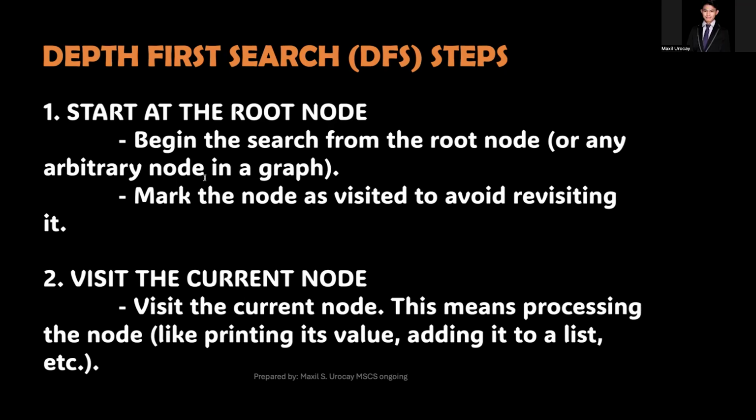Then once you meet the dead end, you have to check further in other ways. You have to go back, move back in your previous path, and then check another node if there are unvisited nodes. Now, you have to visit the current node. This means processing the node, like printing its value, adding it to a list, etc. So for visiting the current node, you are processing that particular node.